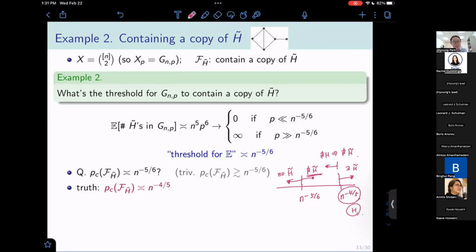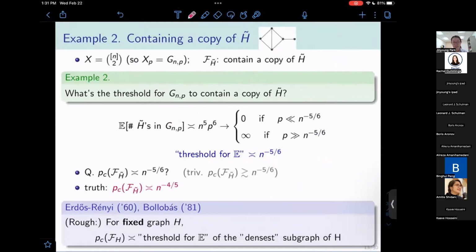So from this example, we learn another lesson, which is that just computing the expectation of the given graph is not enough to find the right threshold. That's the first lesson. On the other hand, the second lesson is, as long as we look at the right subgraph of the given graph, then the threshold for the expectation for the right subgraph still gives us the right threshold.